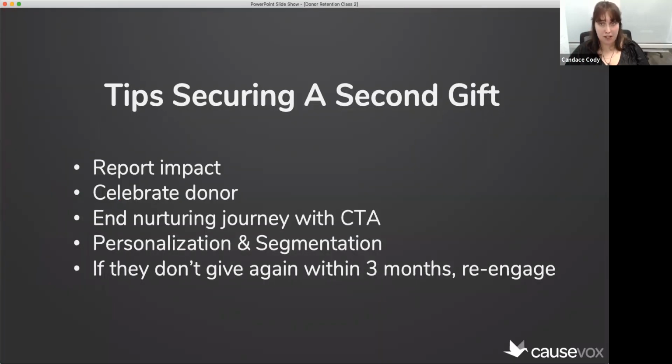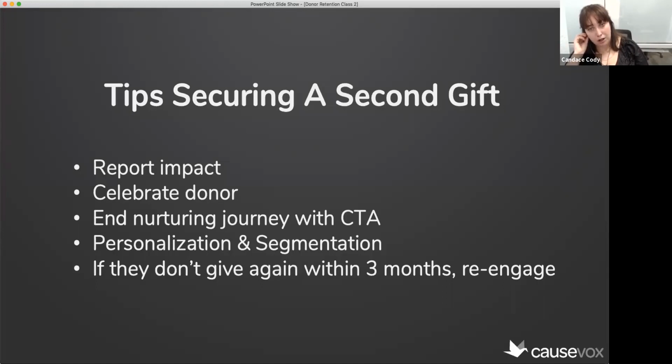So when you're thinking about getting a second gift, there's a few things that are just standard best practices to help you do that. So especially within the first 3 months. The first of which is reporting impact. We're going to get into more strategies around that later. Celebrating the donor and having those donor appreciation things in place, especially throughout your nurturing journey. And also ending your nurturing journey with a strong call to action.